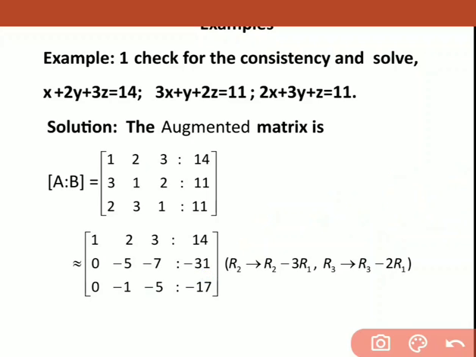Similarly we can simplify the third row also. The third row is equal to the third row minus 2 times the first row, and I have explained this many times. I hope you can do this easily. This is R3 minus 2 times R1. Using the elements you will get the remaining entries, and you will get the third row as 0, minus 1, minus 5 colon minus 17.